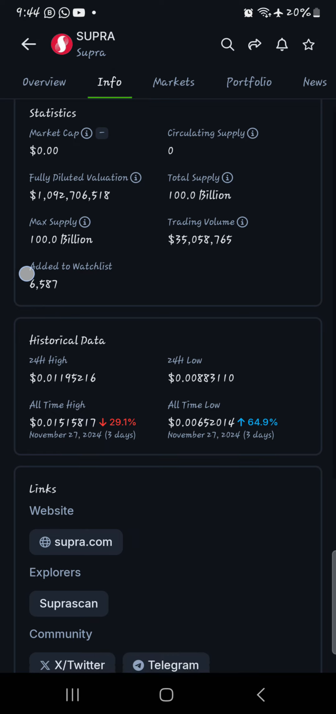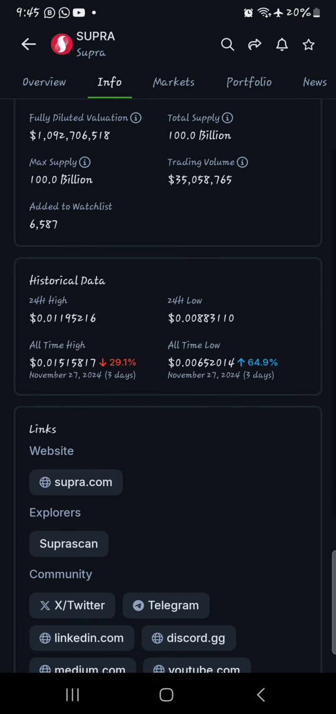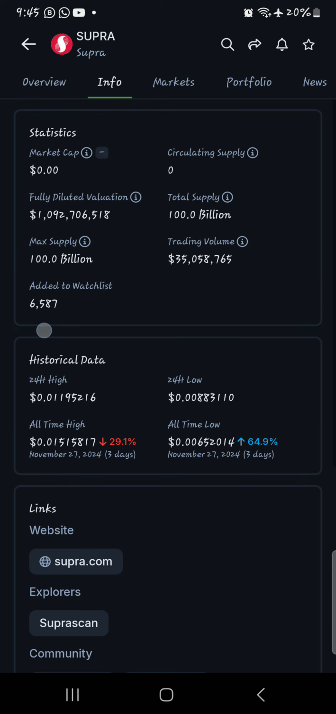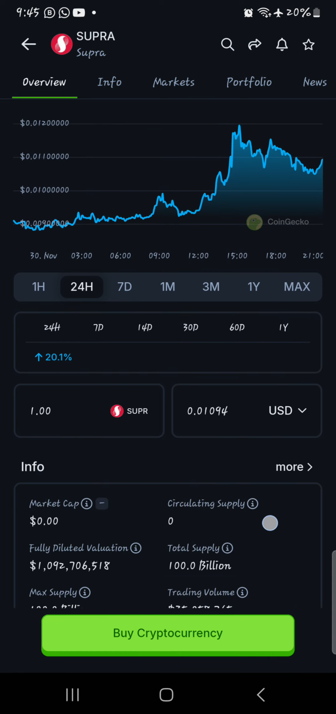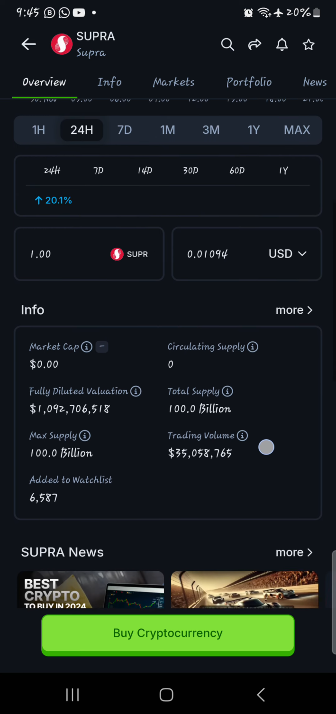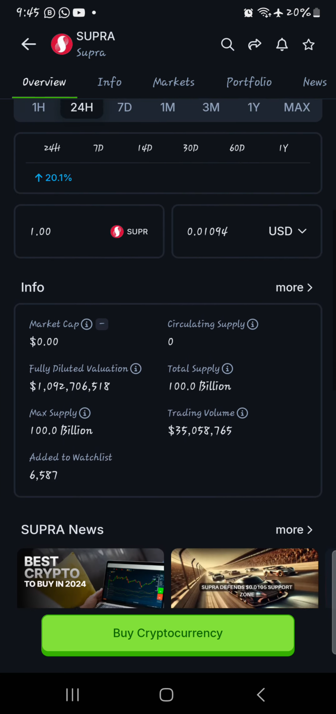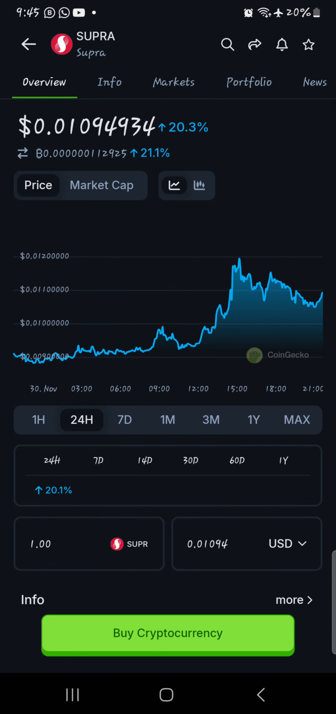Now this is a new parameter that I'm starting to consider. It means people that put them on their watch list, that's by engaging the favorites. All right. They're just a new project. I'll be curious to see how they go, but they have very bad economics. I probably will not invest here at all.